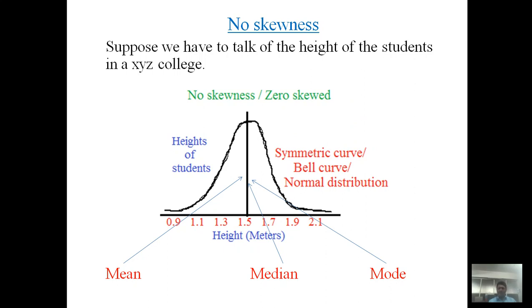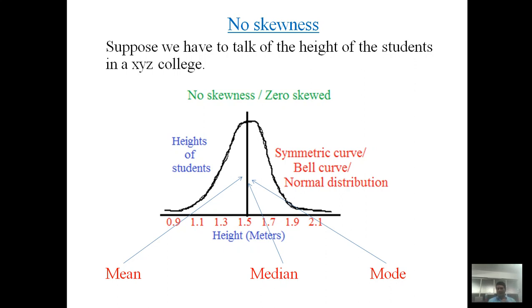All of you have seen a bell. In our school life, when one period is over, the bell rings. If we see carefully, the shape of this distribution is just like a bell. So sometimes this no skewness is also known as the bell curve. It is also referred to as the normal distribution.